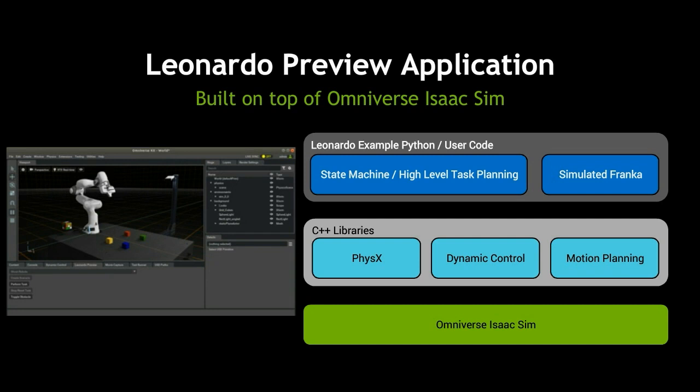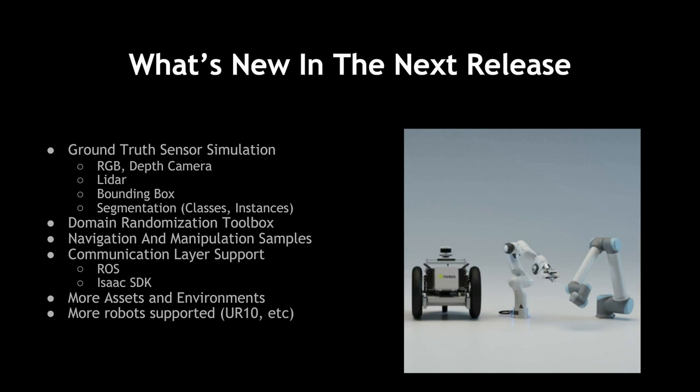So the goal of this preview is to show where we're going with Omniverse Isaac Sim, trying to provide a Python-centric interface that also gives you access to C++, the rendering, and things like that, so that you can build interesting robotics applications and do research on top of that. To end with, I'm going to talk about what's in the next release.